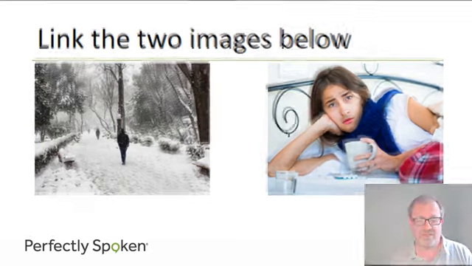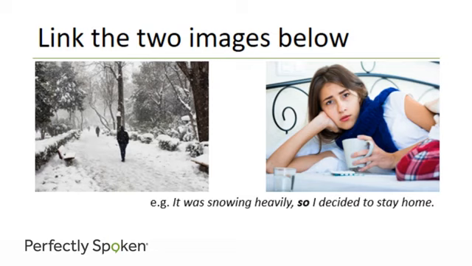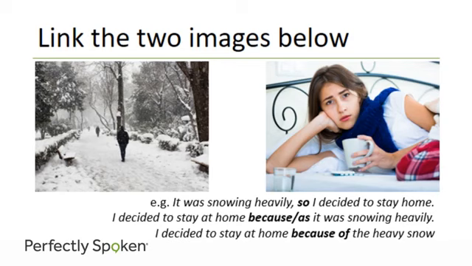Have a think, pause, and think about this if you wish. So here are some examples that I've decided. It was snowing heavily, so I decided to stay at home. As the result, the consequence. I decided to stay at home because, or as, it was snowing heavily. This is putting the reason at the end. I decided to stay at home because of the heavy snow. Remember, because of is followed by a noun phrase and so on. Or because of the fact that it was snowing heavily is another possibility, and so on.